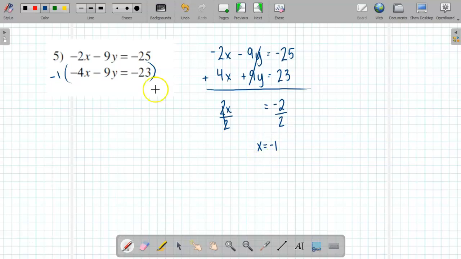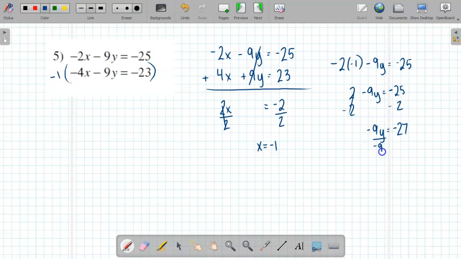Now I'm just going to plug back into either one of these original equations. Doesn't matter which one. I think I'll pick the top one. Negative 2 times negative 1 minus 9y equals negative 25. So that's going to be positive 2 minus 9y equals negative 25. I'm going to subtract 2. And so I get negative 9y equals negative 27. I divide by negative 9. And so y equals 3. So my answer for this problem is negative 1, 3.